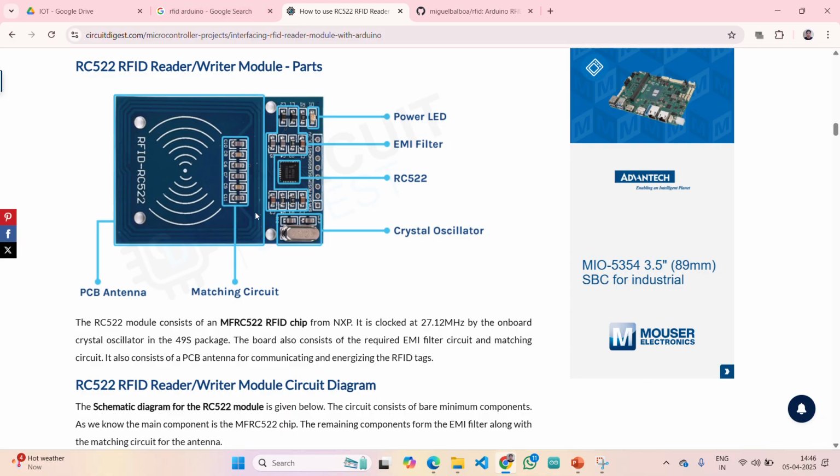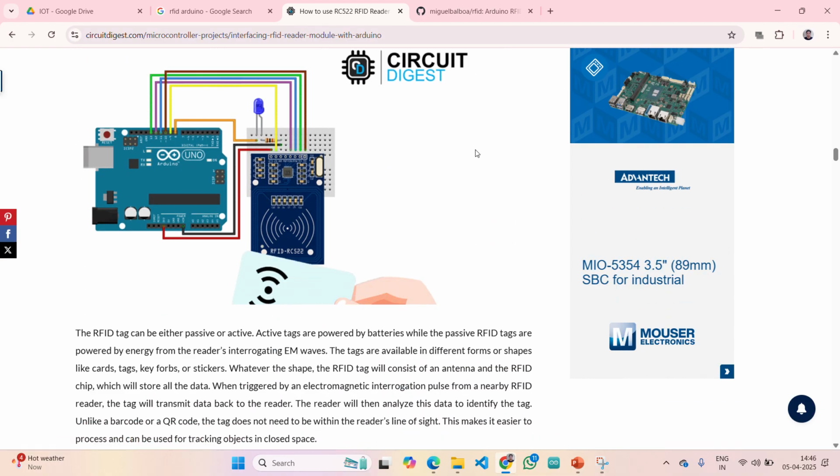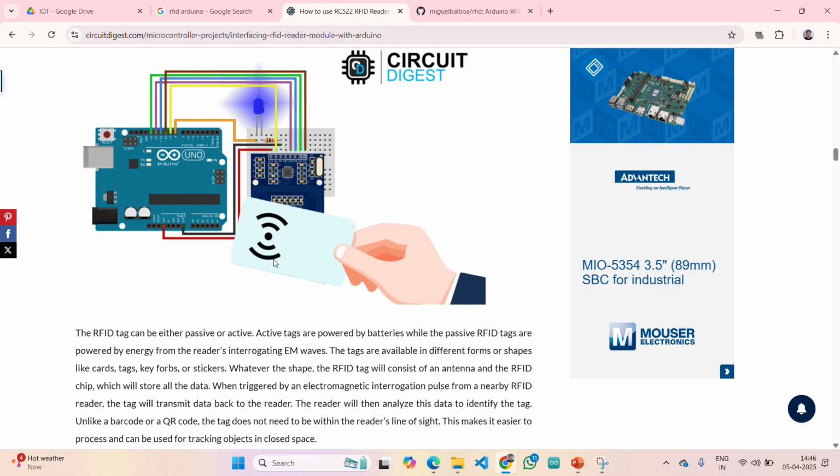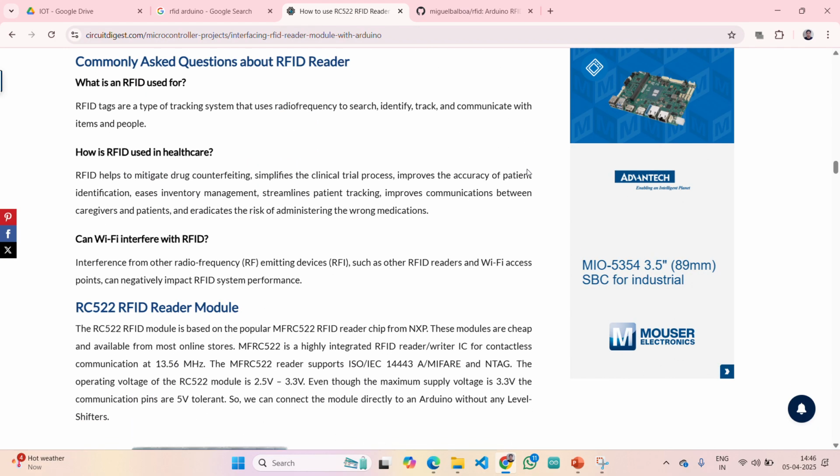I'll scroll down still. There you can see, this is the matching circuit. A crystal oscillator is present in most important sensors. You can also see that in the ultrasonic sensor there is an oscillator. And this is the RC522 RFID reader we are going to use. That respective chip is this one. And one more is the power LED. You know that whenever there is a power supply, the power LED will turn on. Yes, you can see here, right? Whenever the person brings a tag, then the LED is going to turn on. This one also we are going to implement.